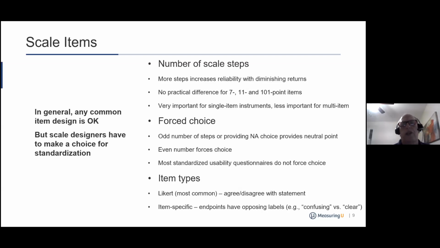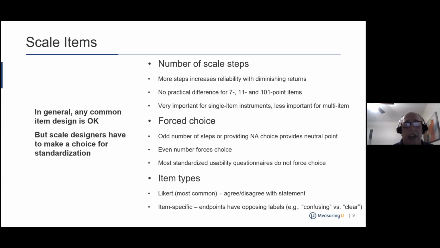Forced choice: should you allow people to select a neutral option? The presence or absence of a neutral option can slightly wiggle things around in your measurement, but it's another one of those design decisions that doesn't really matter much, especially for the kind of research we're talking about, where you're going to be averaging across participants or averaging across items in a multi-item scale.